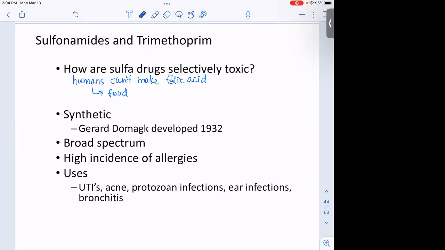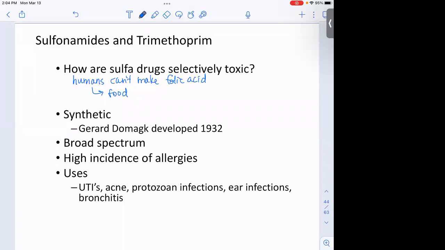Okay, just kind of tie things up. Remember, we talked about those people in history, Selman Waksman; Gerhard Domagk was the one that developed sulfa drugs in the 1930s. They're pretty broad spectrum, not in use a ton today, primarily because there's a fairly high incidence of allergies.